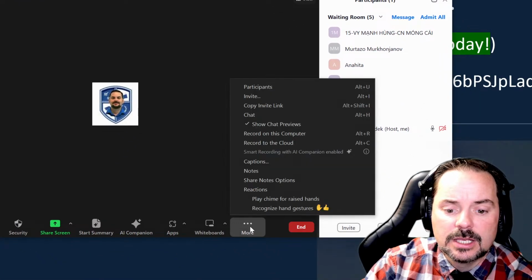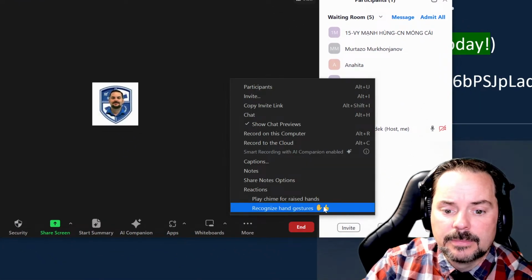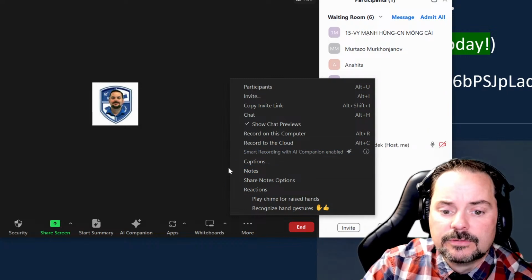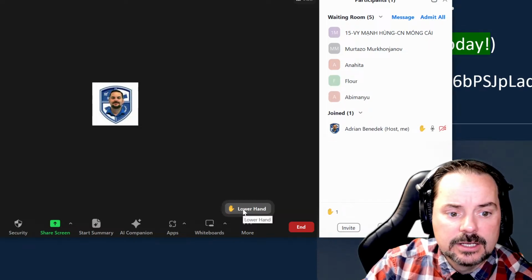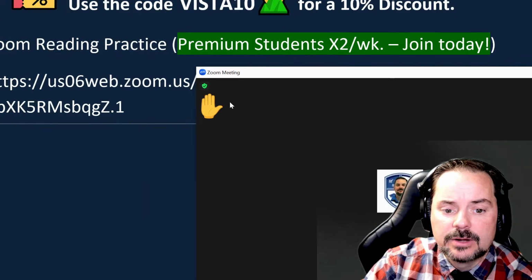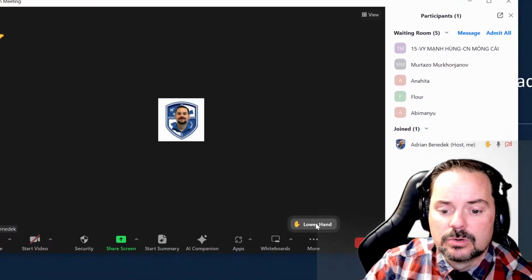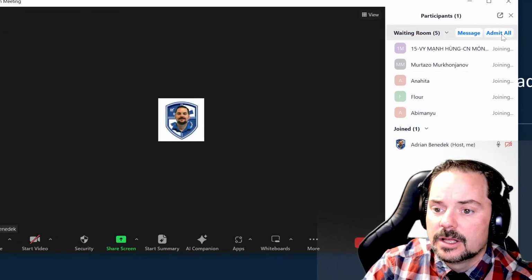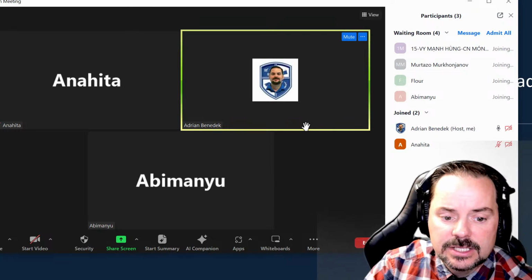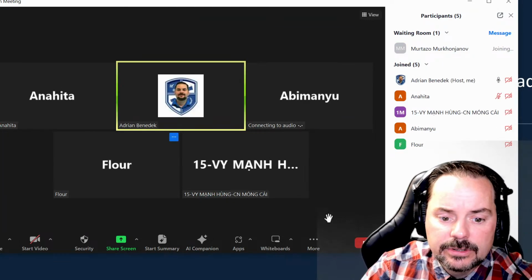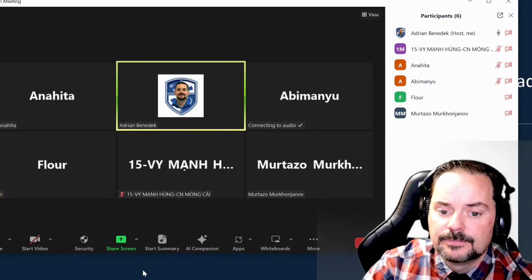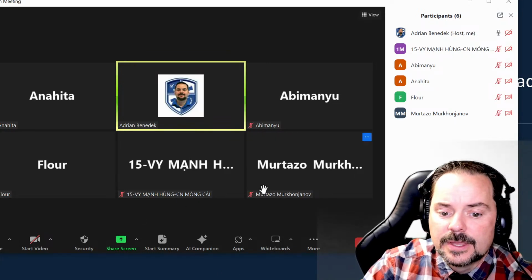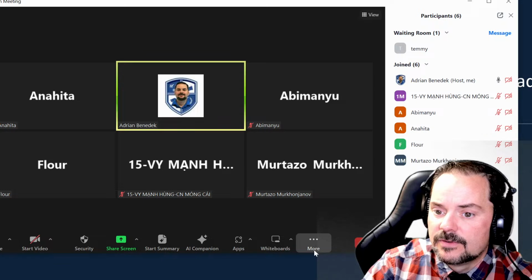Students, as you're joining in, just quick FYI for your information. To volunteer, use your reactions. You can raise your hand, and then this little hand will appear next to your name, and you can lower your hand. Okay, let me start allowing students into the class. So Flower, good to see you in the class as well. I'm just going to mute everybody for now. There we go. And then we'll unmute you as you volunteer.